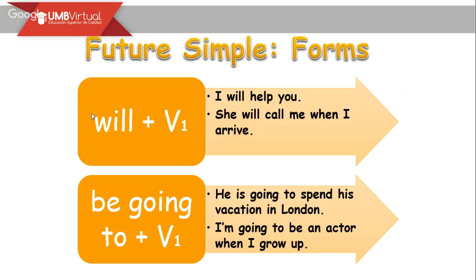We are going to use the structure with the auxiliary will. I will help you. She will call me. So the structure is very, very simple. We are going to use the noun, the auxiliary, and the verb without any conjugation. We are going just to write it in the full form. I will help you. You can see she will call. We have the noun, the auxiliary, and we have the verb without any conjugation.